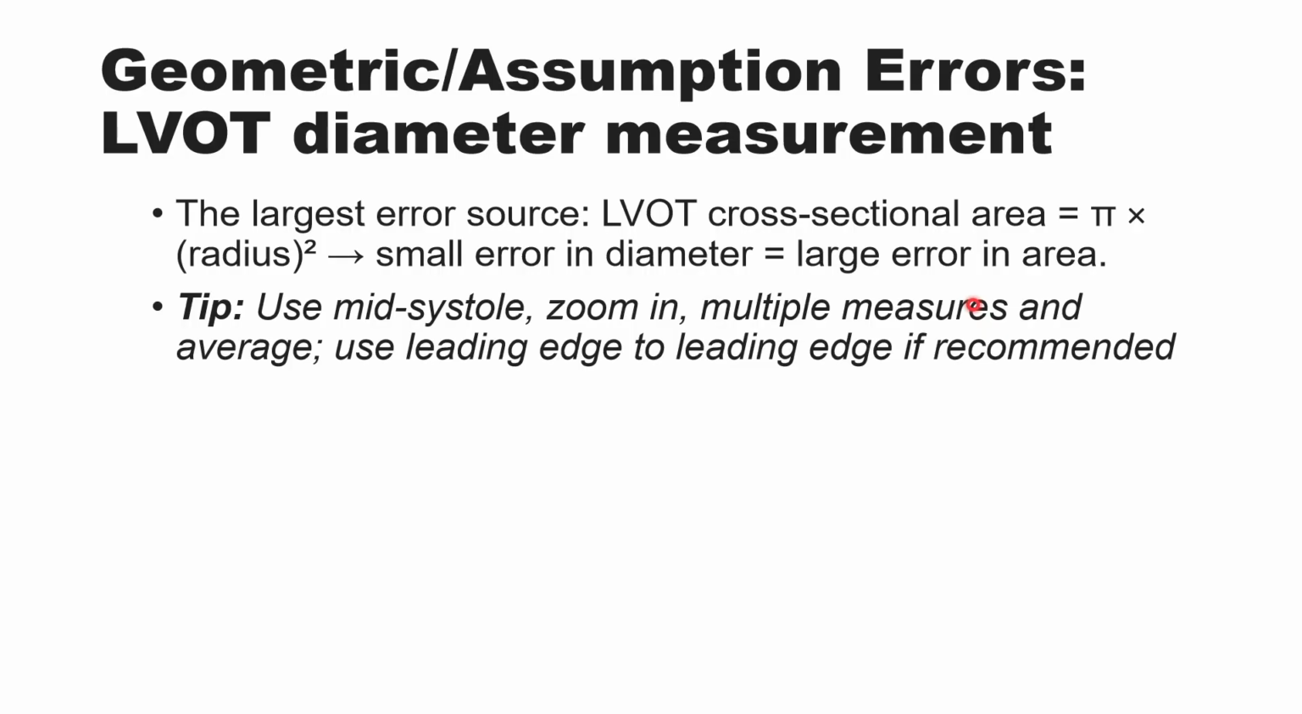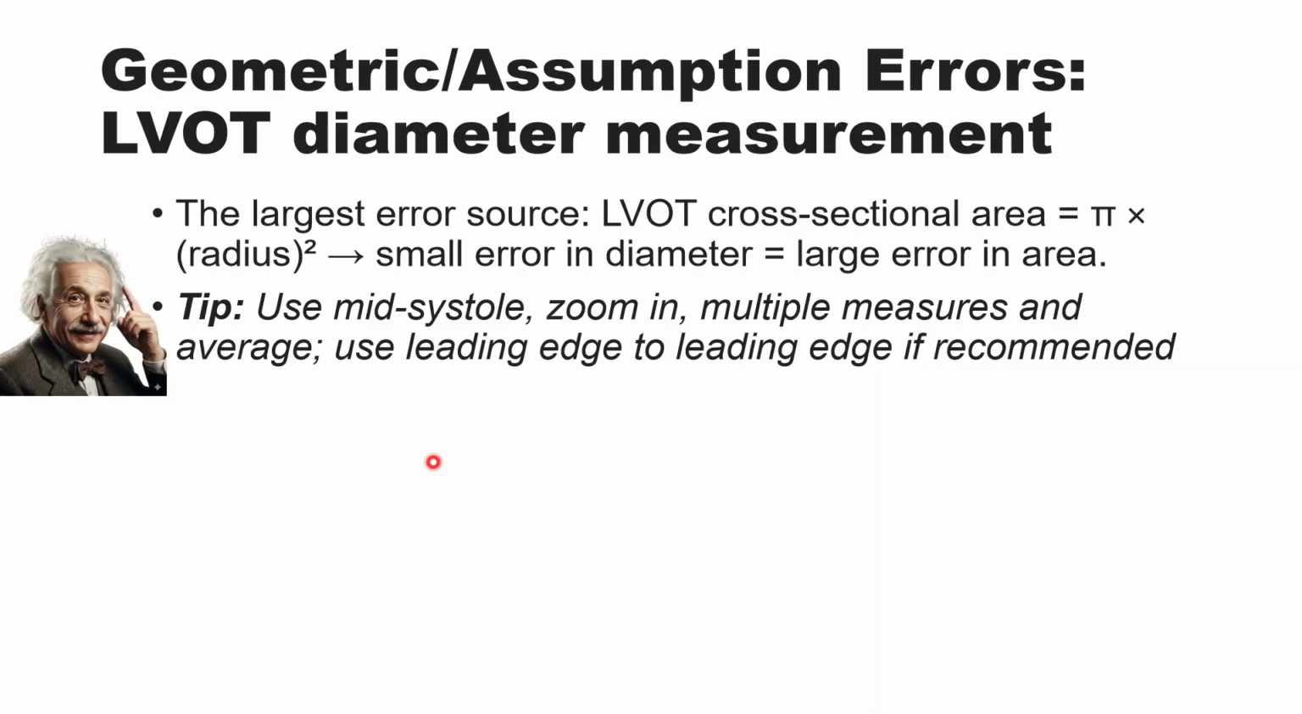Now there may be some geometric assumption errors. For example, if the LVOT diameter measurement is wrong. As we have discussed earlier, the formula to measure the LVOT area is pi multiplied by radius squared. So if there is a little bit of error in the measurement of the radius, we will get the square of that error. The error is multiplied several times, so there is a large error.